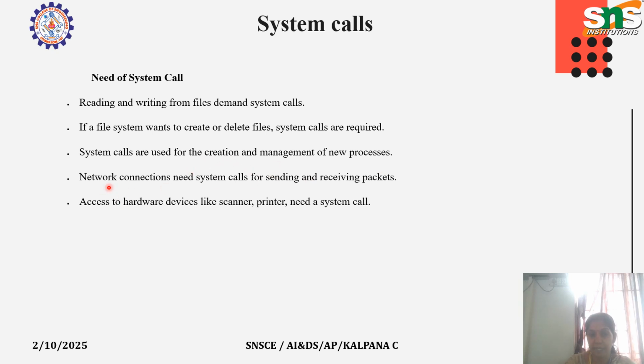And next, to make a network connection, we need system calls to send and receive messages and information. For that case also system calls will be generated. And for accessing input output devices, hardware devices like scanner and printer, for these types of operations also system calls will be generated. So for file handling, memory management, resource management, and input output device management, for all these kinds of operations we need system calls. So these are the main important needs for system calls.